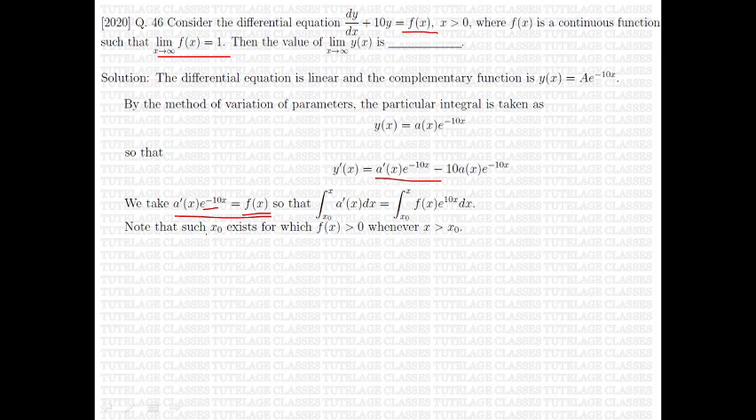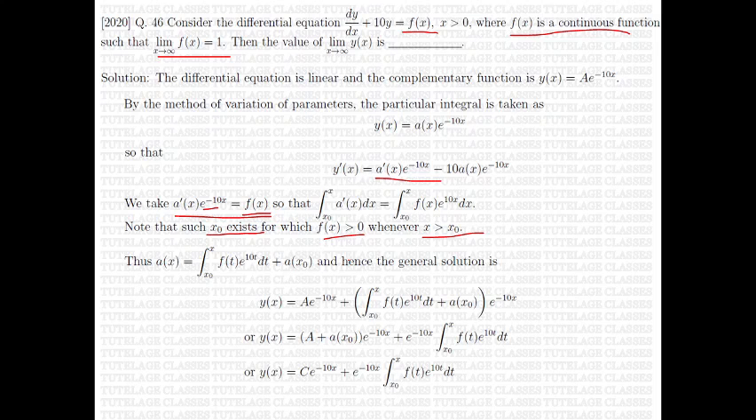Note that this x naught, which is a positive number, always exists, so that whenever x is greater than x naught, f(x) is greater than 0. This is possible because f is a continuous function and limit of f(x) as x tends to infinity is 1. So on integrating, we get this form, and hence the general solution to the differential equation can be written in this form.